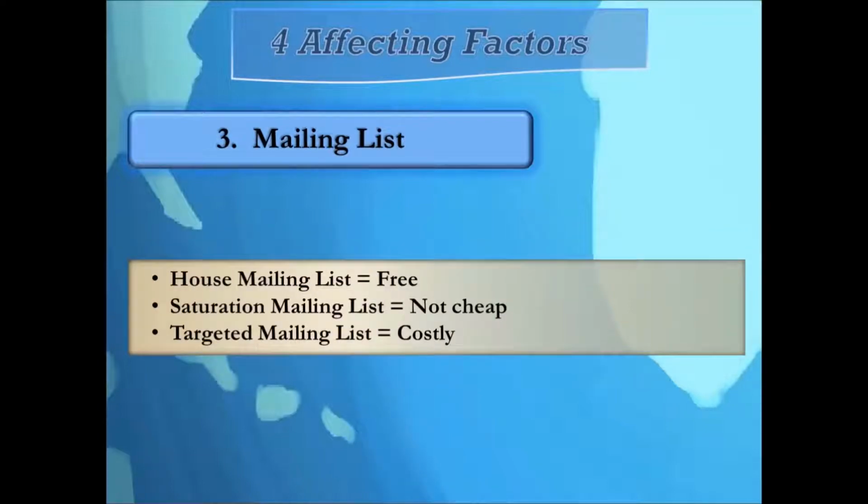Mailing list. A house mailing list is free. A saturation mailing list is not cheap. A targeted mailing list is costly. But what if you don't have your own in-house list and are too cheap to buy a mailing list? Keep watching this video and I will show you how you can still advertise with direct mail without a mailing list.